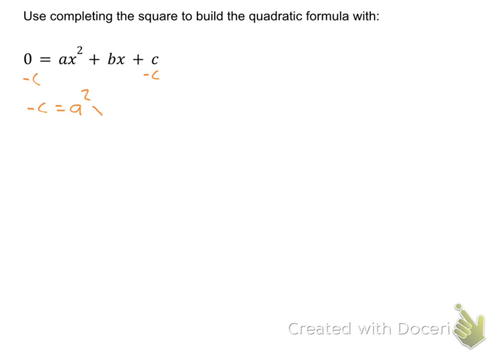I'm hoping everybody could do that. So would you guys agree if I put C to the other side to be a negative C equaling ax squared plus bx? Step 2. Step 2 says what? These are all things that are in your notes.